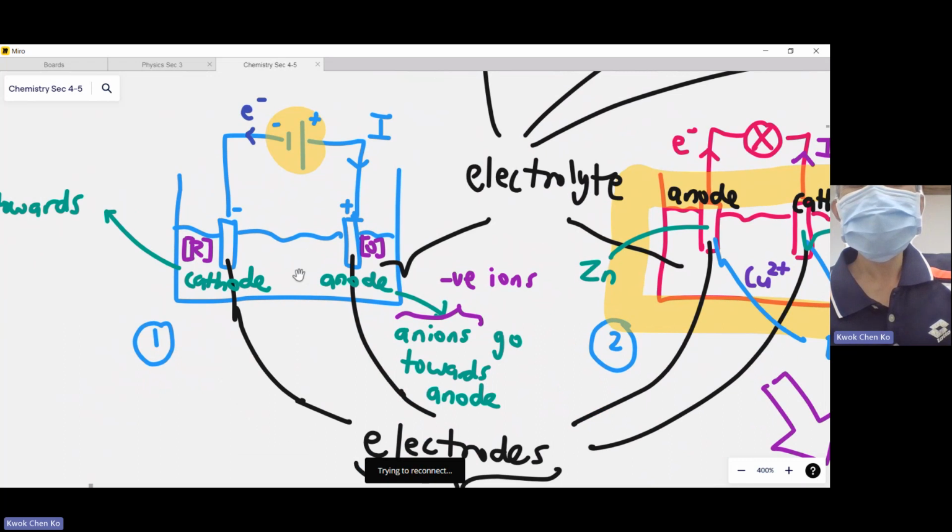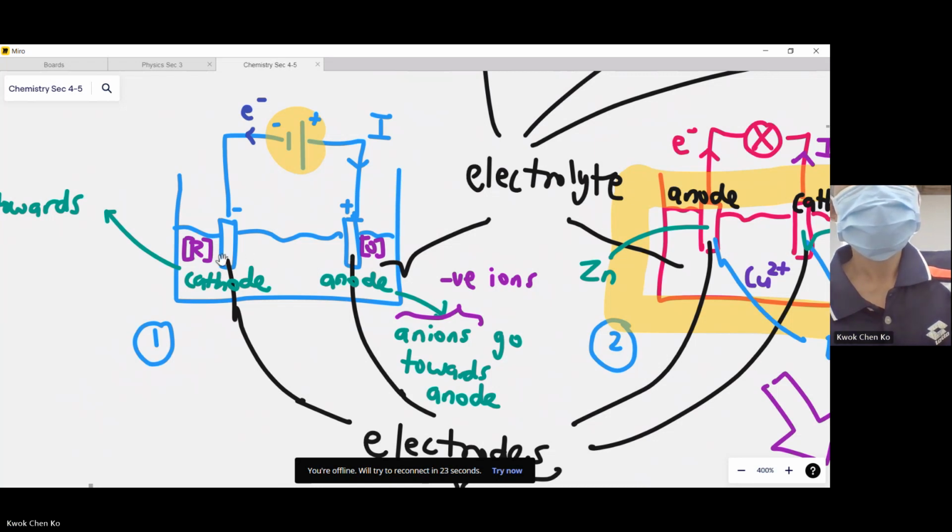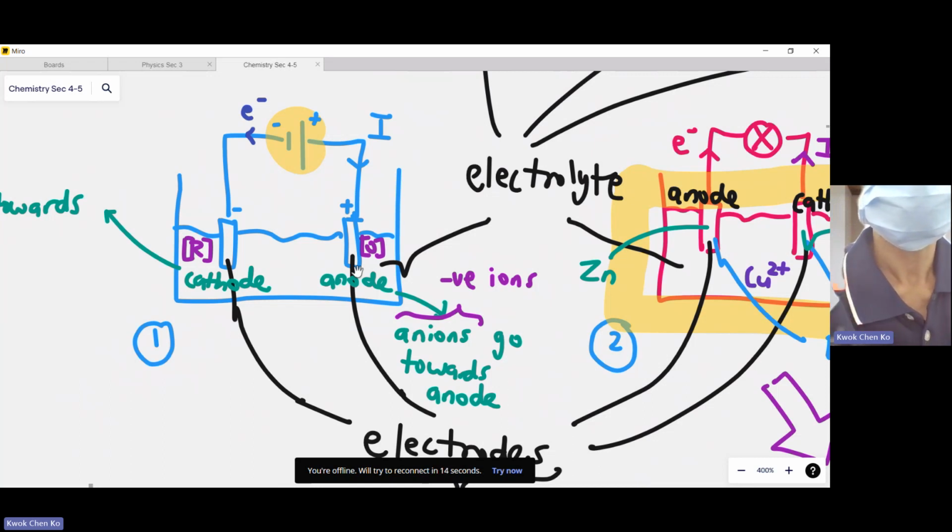Question or revision. Ions will go towards which side? This or this? Yes, very simple to remember. It's true for both cases. Cations go towards cathode, and anions go towards anode.